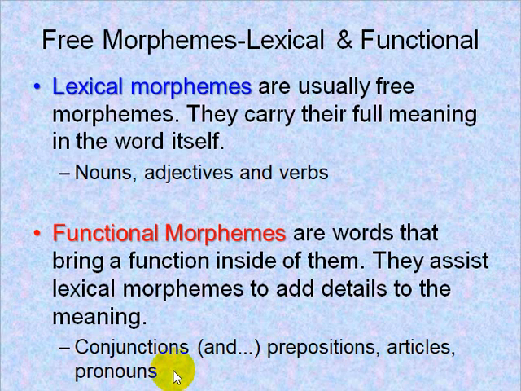Now functional morphemes are morphemes like the conjunctions and, but, however, and so on and so forth, prepositions in, on, with, under, above, and so on and so forth, articles, pronouns, and all the inflectional morphemes. Now these can assist, help, modify, or add to the meaning, but they do not change the meaning.